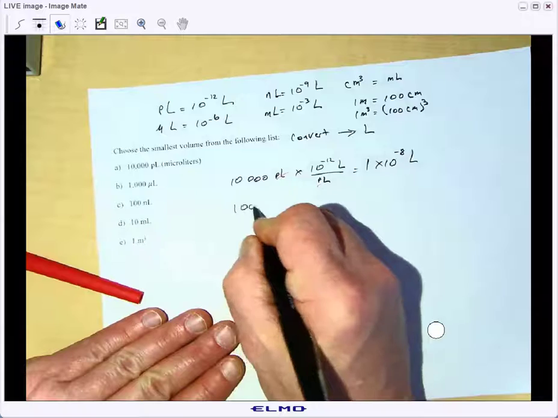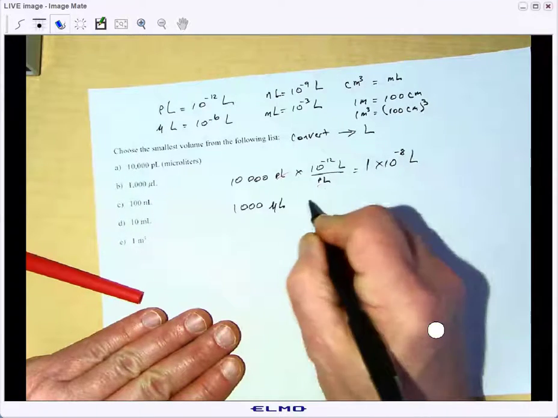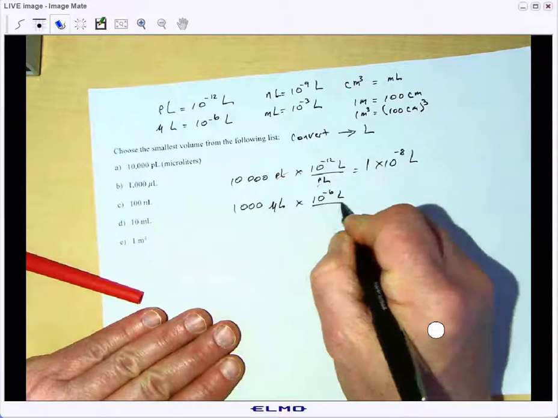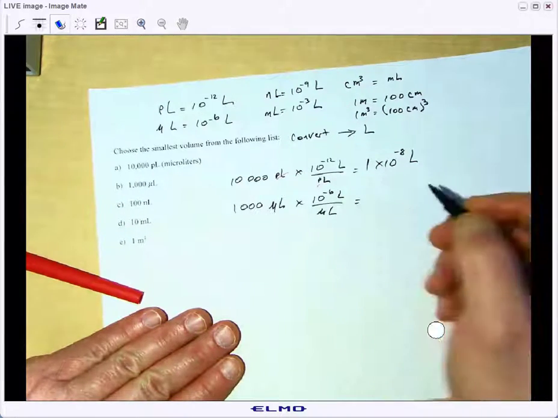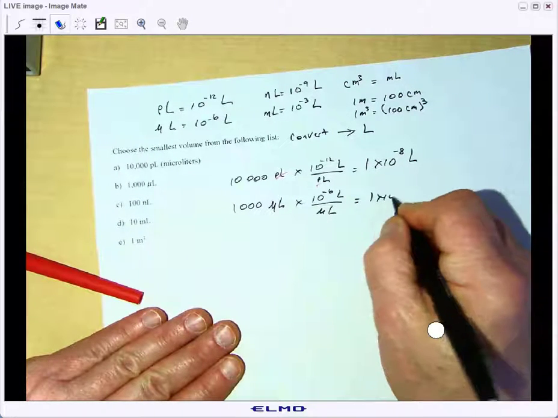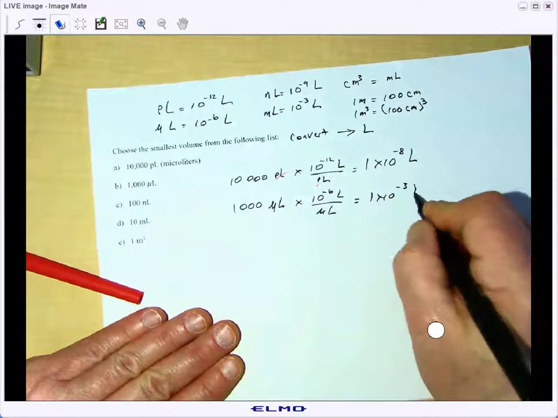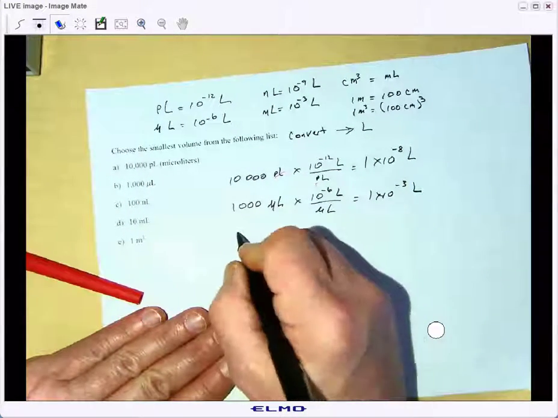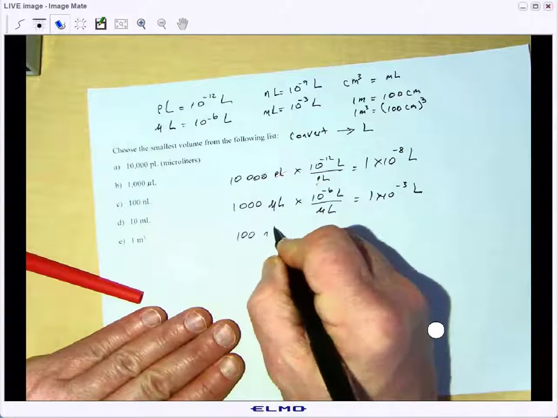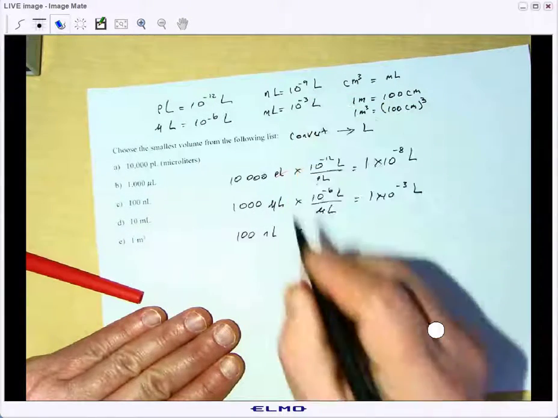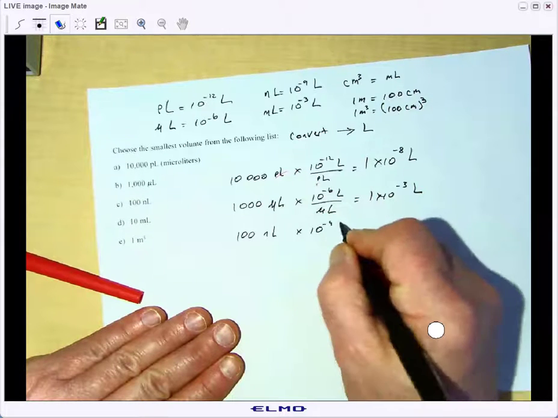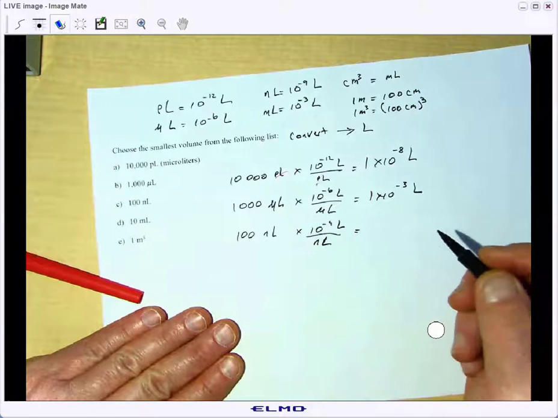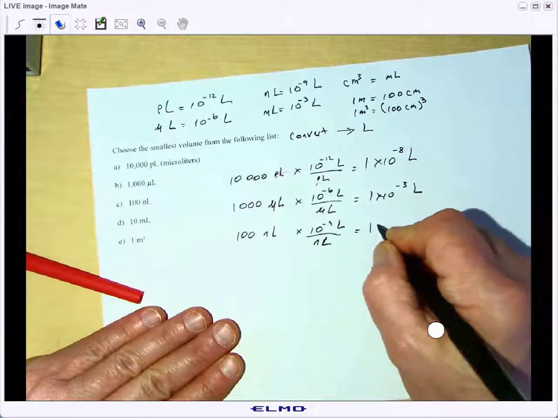All right, so what about 1,000 microliters? Well, microliter is 10 to the negative 6 liters per microliter. And this comes to 1 times 10 to the negative 3 liters. Don't forget your units. A number without a unit is meaningless, right? So 100 nanoliters, and that's going to be 10 to the negative 9. Okay, and this is going to give us 1 times 10 to the negative 7.